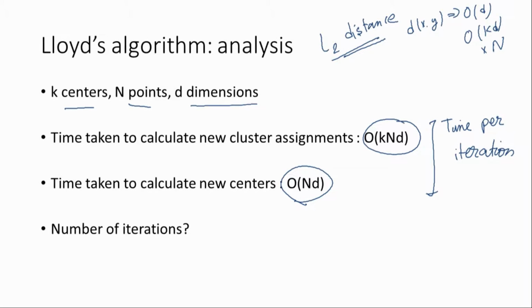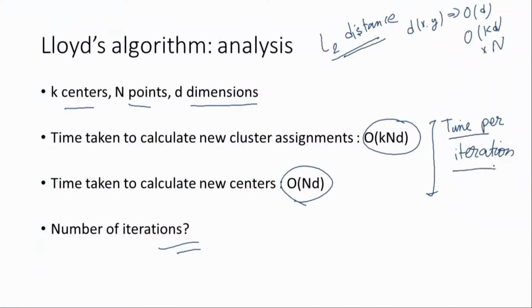Time taken to calculate new centers is only order nd. Why? Because I'm only taking the average. Come on, only taking the average, right? Let's say n1 points are in one cluster, so that takes time n1d to take the average. n2 points are in the other cluster, that takes time n2d. n1d plus n2d is nd.